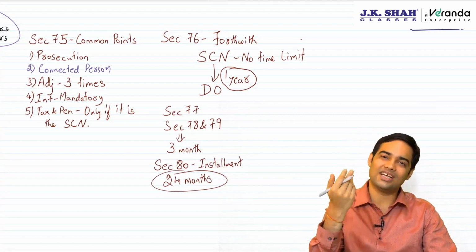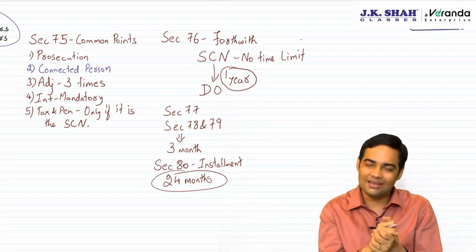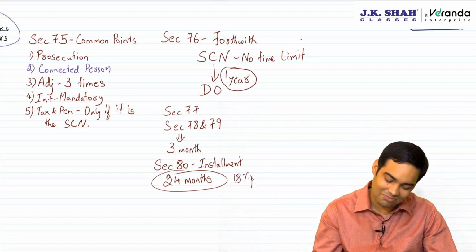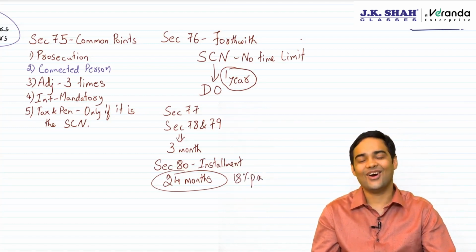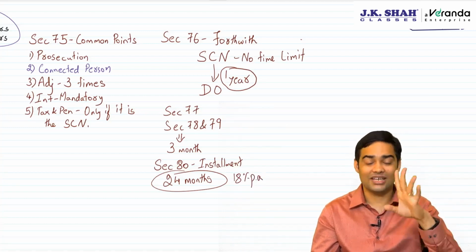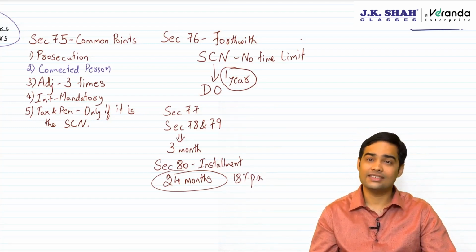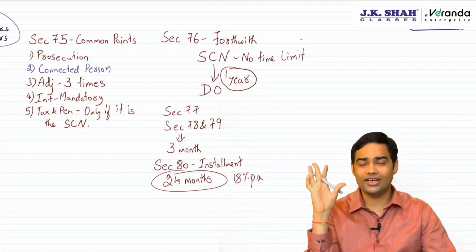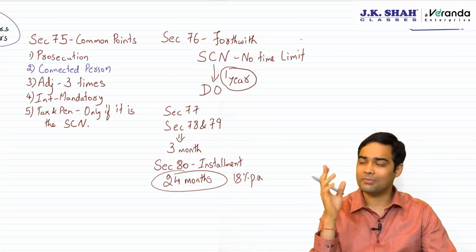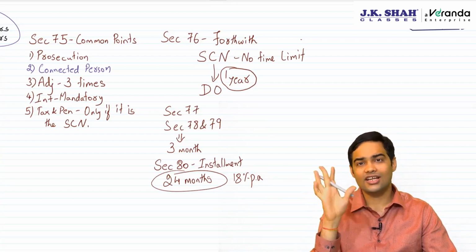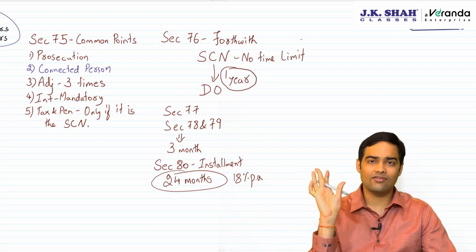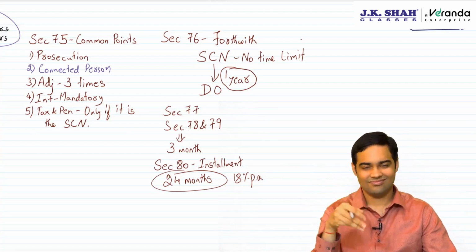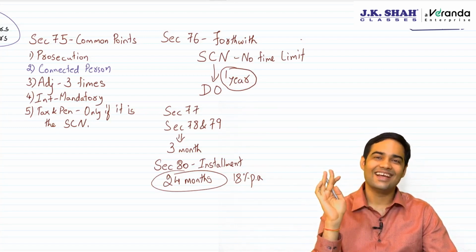This is to stop recovery proceedings. I take some time saying, give me 24 months, I will pay the entire dues along with 18% per annum interest. Very high interest. But this is not available in some cases. One, suppose there is already a recovery proceeding going on against that person, he cannot claim for installment. Second, if in the previous financial year it was not allowed, then it will not be allowed this time. And if the amount is less than 25,000, this scheme will not be available.